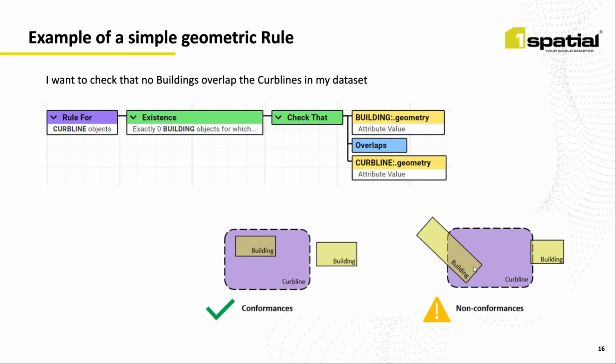Whereas in the example on the right-hand side, we can see very clearly that this building on the left overlaps our curb line, as does this building on the right-hand side. So because this curb line feature has two overlapping buildings, this would be flagged up by our rule as a non-conformance. So hopefully that starts to give you an idea how the rules work and how they are run against our data.